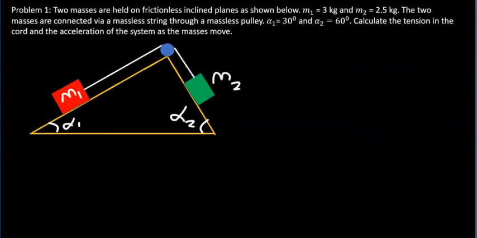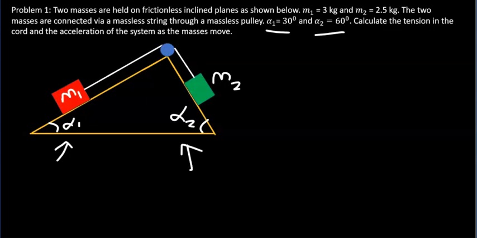We shall look at the applications of Newton's second law to inclined planes here. Problem 1. Two masses are held on frictionless inclined planes as shown below. So this mass m1 is 3 kg and m2 is 2.5 kg. They are connected via a massless string through a massless pulley. Now alpha 1 is 30 degrees and alpha 2 is 60 degrees.